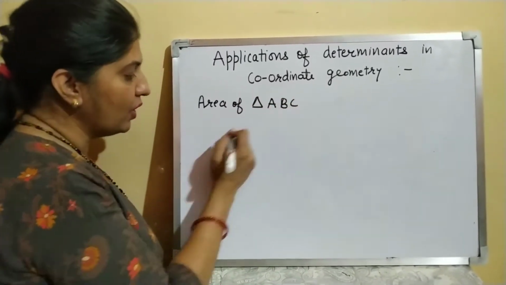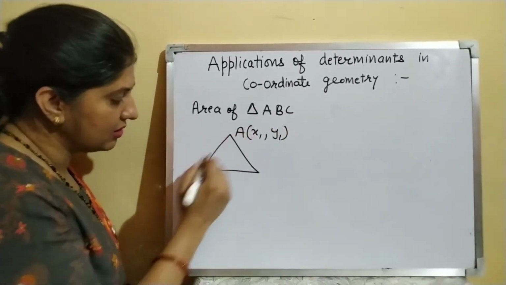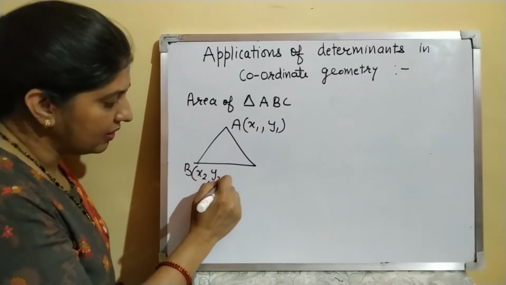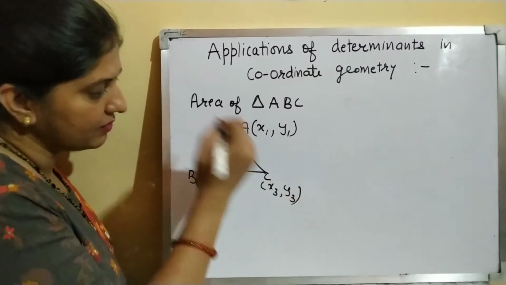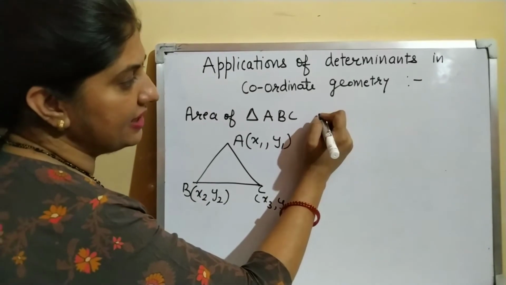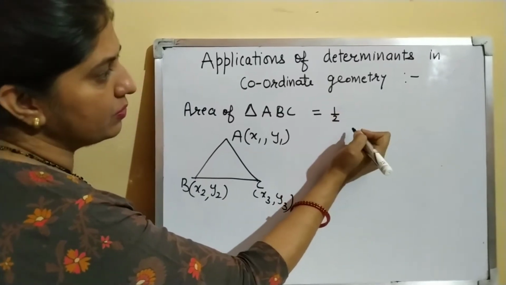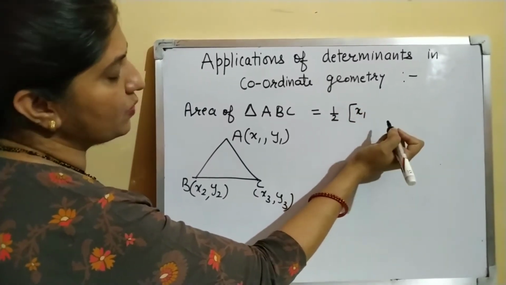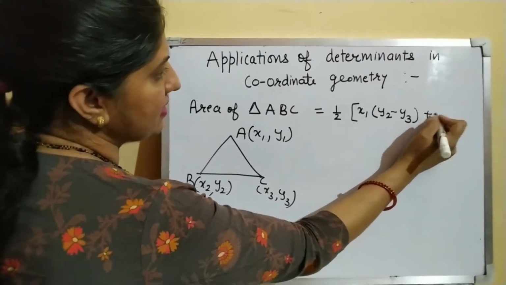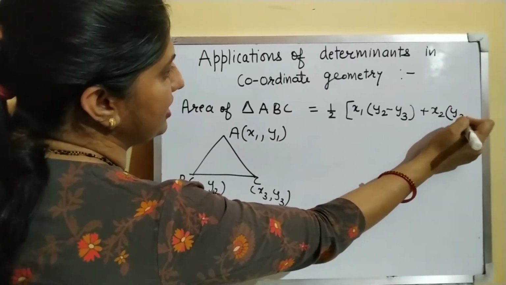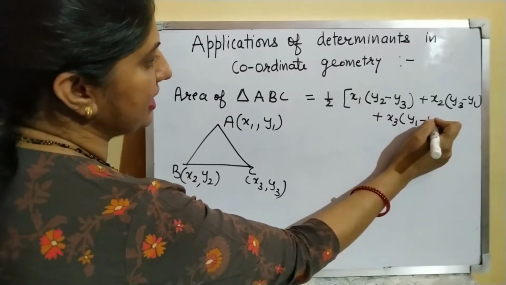ABC whose vertices are x1 y1, x2 y2 and x3 y3. Then area of triangle ABC is given by an expression: 1 by 2 into x1 into y2 minus y3 plus x2 into y3 minus y1 plus x3 into y1 minus y2.